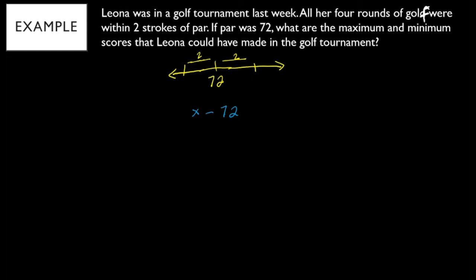So if her score was 74, 74 minus 72 is 2, so it's 2 away. If her score was 70, 70 minus 72 is -2, it's still 2 away. And because we're looking for the distance, we take the absolute value. So we want that distance to be equal to 2. So every round was within 2 strokes of par. So this is indicating a single round. Let me actually write it that way.